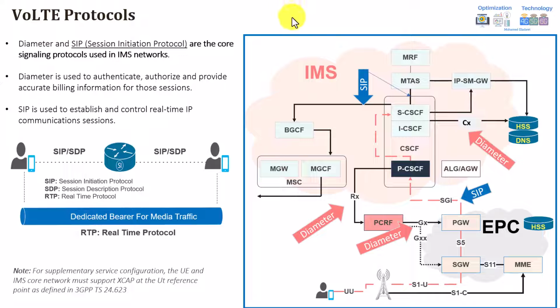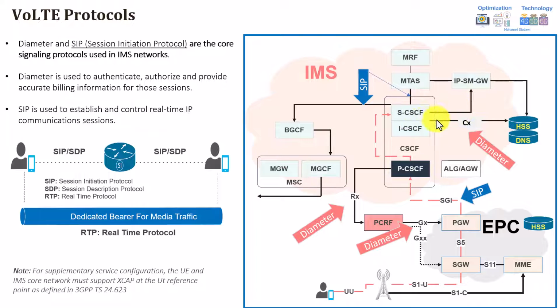Initially, I would like to start with the VoLTE protocols and the interfaces. First of all, in VoLTE there are two main core signaling protocols usually used in IMS, which are the Diameter protocol and the SIP protocol. Diameter in general is used, as mentioned, to authenticate, authorize, or even provide accurate billing information. And as you can see, Diameter is usually between, for example, the HSS and the serving CSCF, or the IMS in general here.